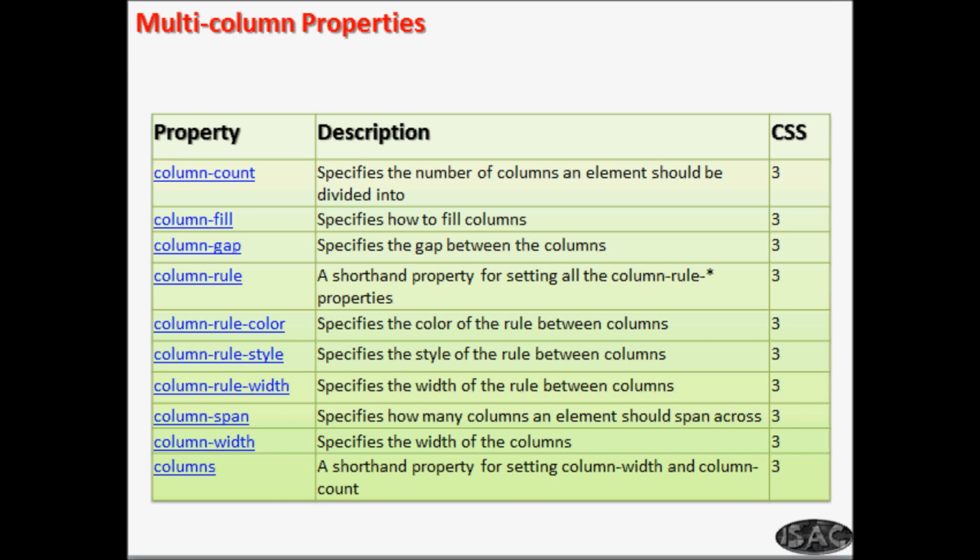Next, we have to understand multi-column properties. How can we display the content in multiple columns? Like you always read in a newspaper, right? You have noticed that in the newspaper, if one article is there, that article is divided into multiple columns, three or four columns displaying one article, right? How can we do that in our browser?